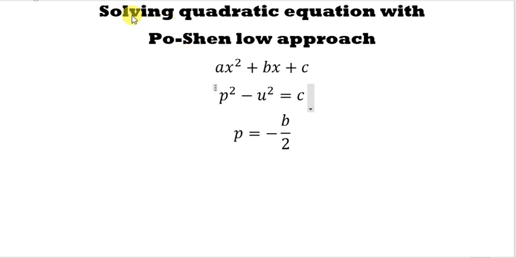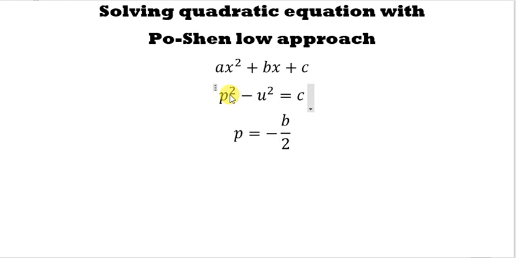Today we want to look at solving quadratic equations using the Po-Shen Lo approach. Remember that quadratic equations are equations in the form ax squared plus bx plus c. Now in our attempt to solve quadratic equations, there are several approaches that we can use. We have the factorization approach, we have completing the square, and then we have the general formula.